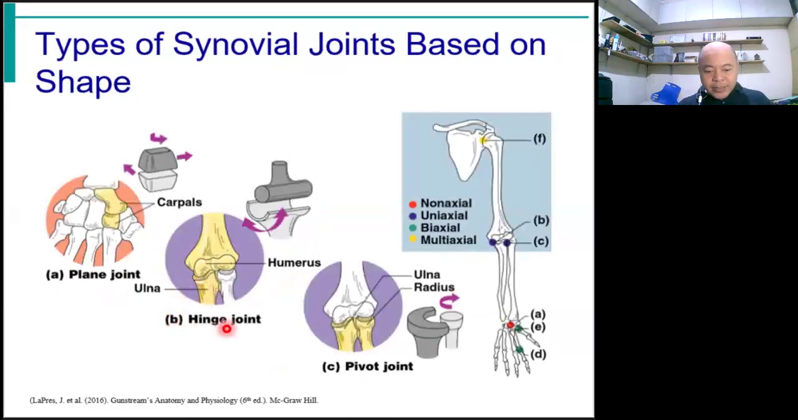We have here the hinge joint. So what is the example? This is the humerus. So where's the humerus? It's the upper arm. Okay. So basically, think of a hinge on a door. It allows movement in one plane. Okay? So one plane only, like a door.